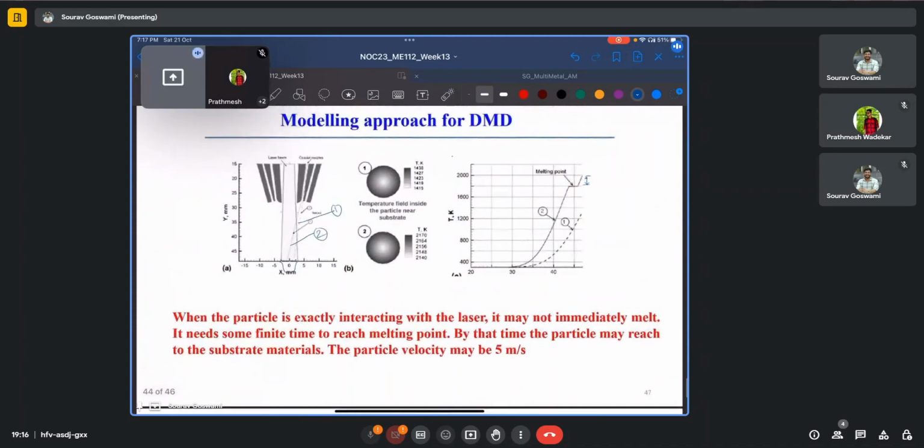And here are the cases illustrated where, when the particle is exactly interacting with the laser, it may not melt immediately and may need some time. It needs some finite time to reach the melting point. However, because of the very fast motion speeds of the particle, by the time it reaches the melting point, the particle may have already reached the substrate material or the energy source may have moved away and it might have started solidifying already. The particle velocity may be as high as 5 meters per second. Thus, we can see that modeling the particle and energy interaction may often turn out to be useful or important for the application.